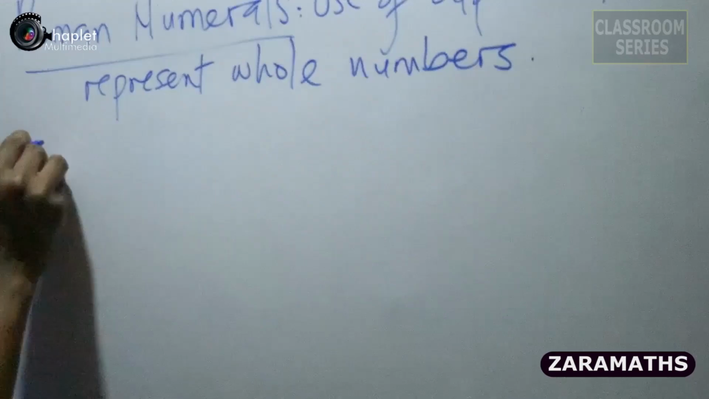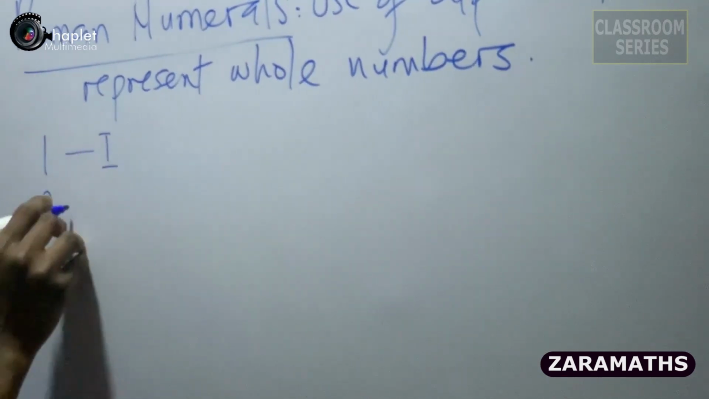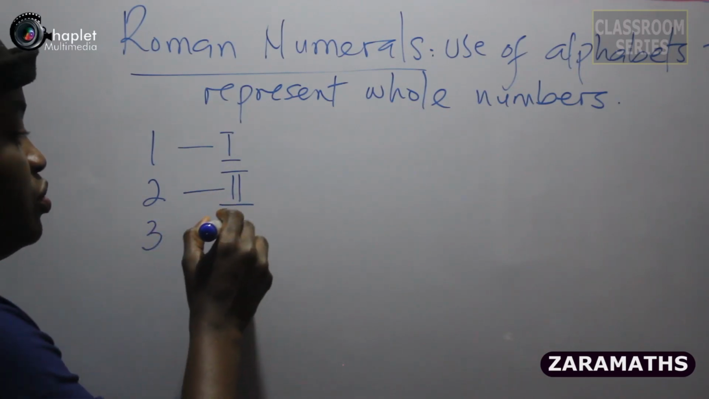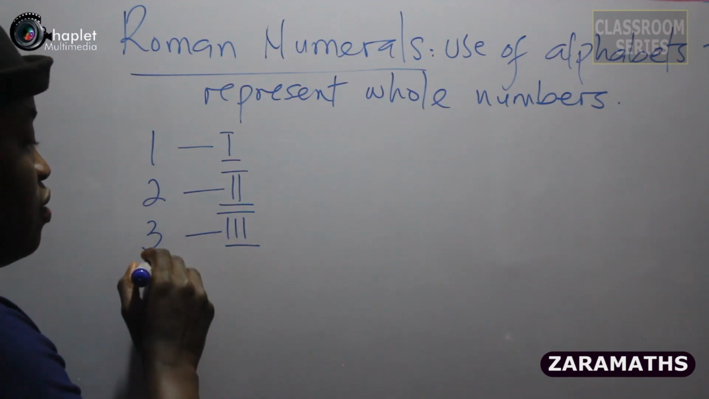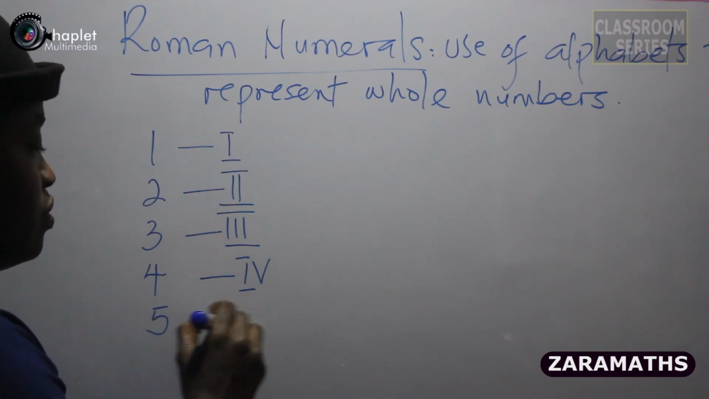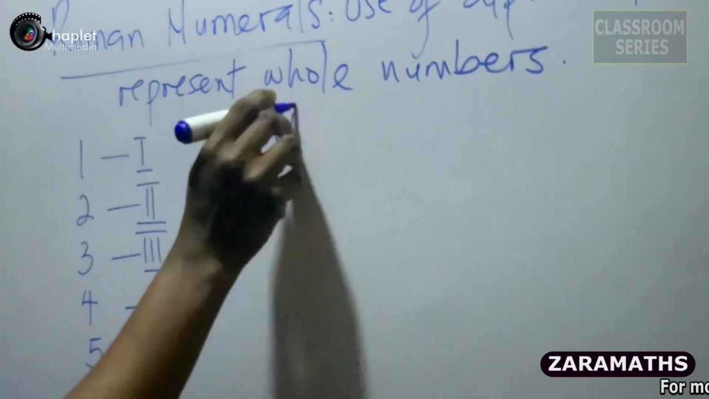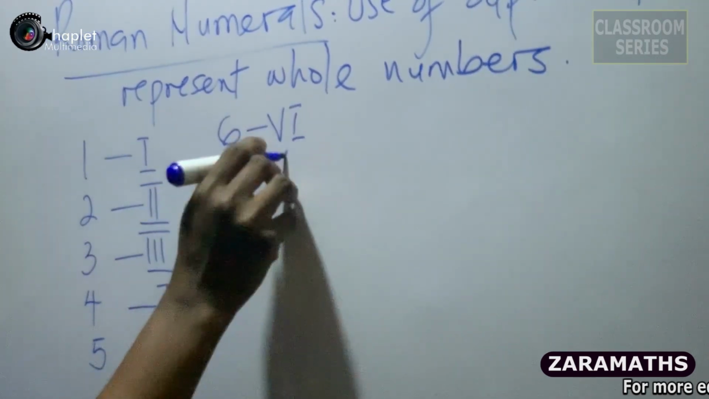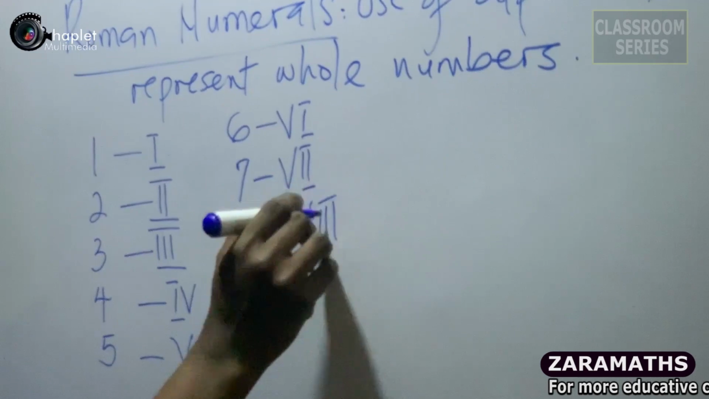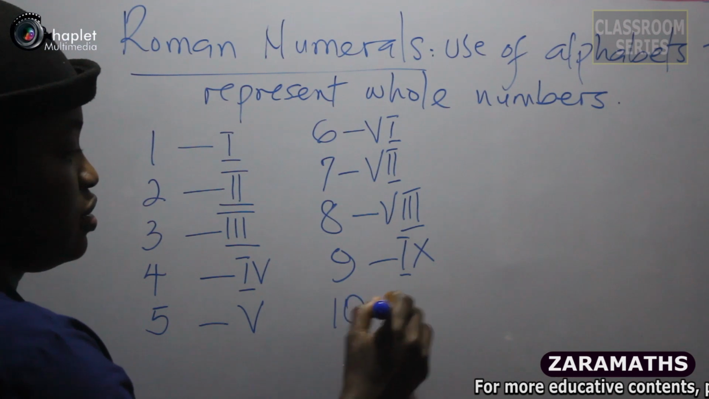Roman numerals. 1 is represented with I. 2 with II. 3 with III. 4 is IV. 5 is V. 6 is VI. 7 is VII. 8 is VIII. 9 is IX. 10 is X.